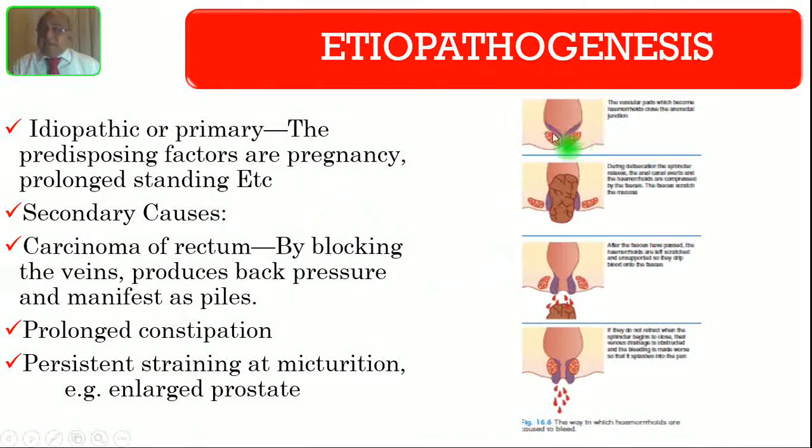So what happens? This is the normal anal cushion. The anorectal junction is closed by the internal sphincter and then the external sphincter, and this is the anal cushion, or these are the hemorrhoids. While the patient is passing a hard stool, this sphincter relaxes. So this hard stool will go through the anorectal junction, and this will compress the hemorrhoidal cushions.